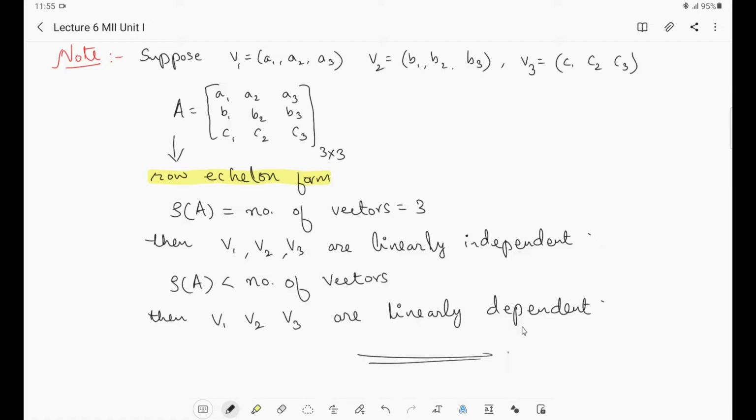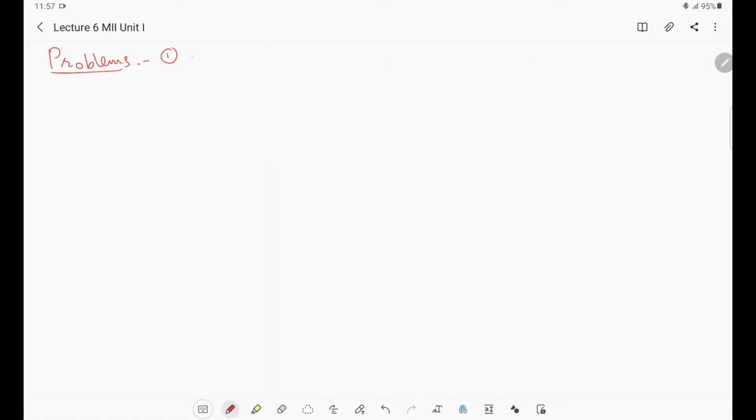Now let us see how to solve the problems related to this. So the first problem is very trivial, very easy. Let V1 equals 1 minus 1 0, V2 equals 0 1 minus 1, V3 equals 0 0 1. Three vectors are given. First vector is V1, which is 1 minus 1 0, second vector is V2, which is 0 1 minus 1, third vector is V3, which is 0 0 1.